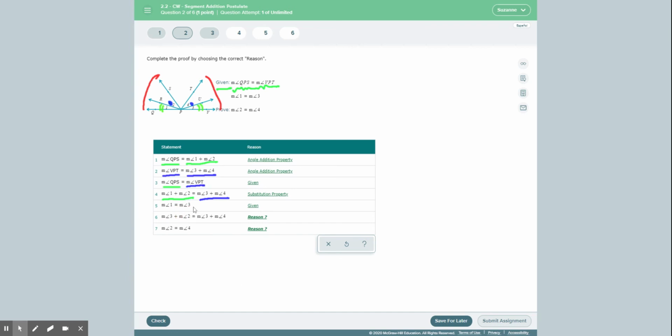And then we're going to talk about angle 1 and angle 3. We just said that's because it's given. And then, well, if angle 1 is the same thing as angle 3, where's another color? We said angle 1 is the same thing as angle 3. So I can just replace angle 1 with angle 3, and then everything else in the statement stays the same. So that's substitution again.